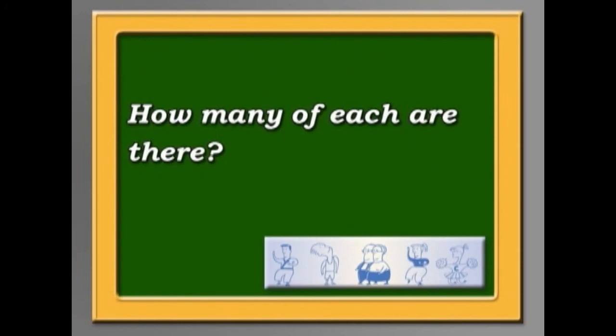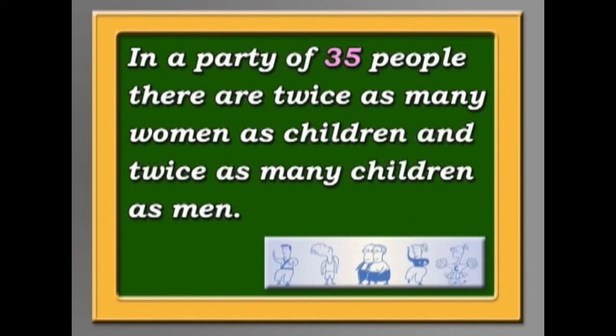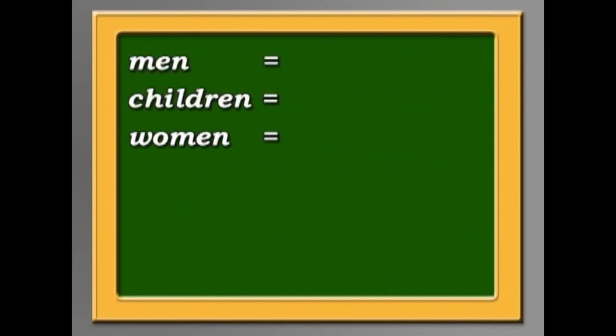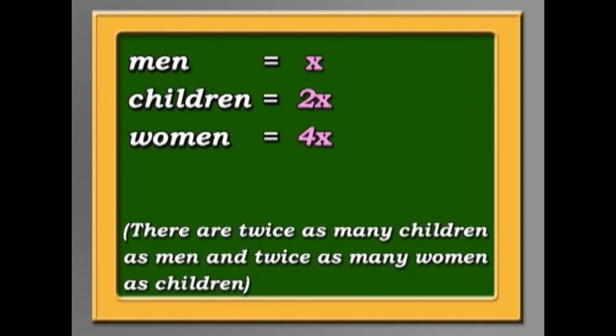This is really quite simple. There is the least number of men, because there are twice as many children as men, and twice as many women as children. So let's call men x. Children will be 2x, and women will be 4x, because there are twice as many children as men, and there are twice as many women as children.